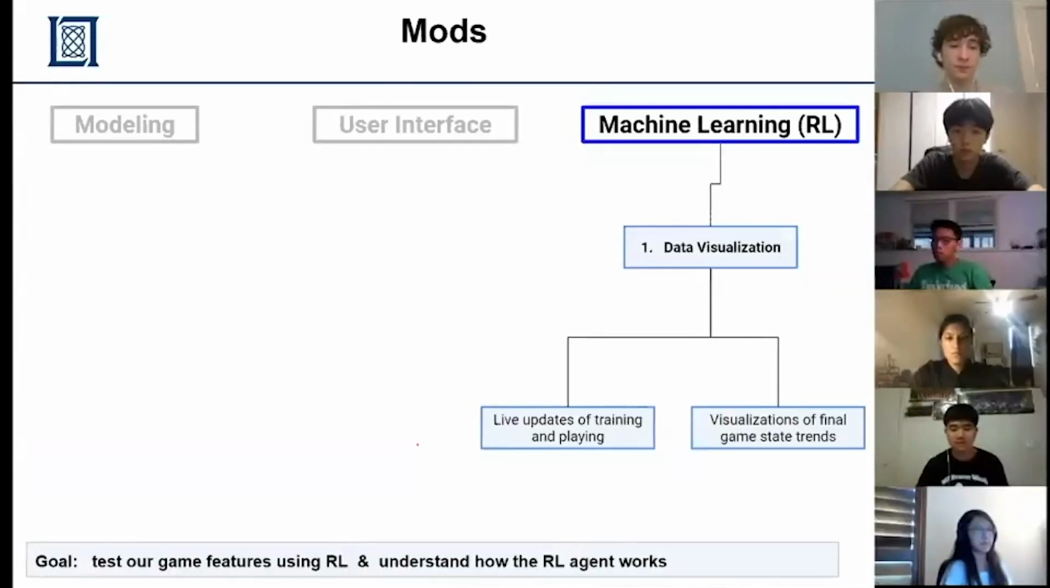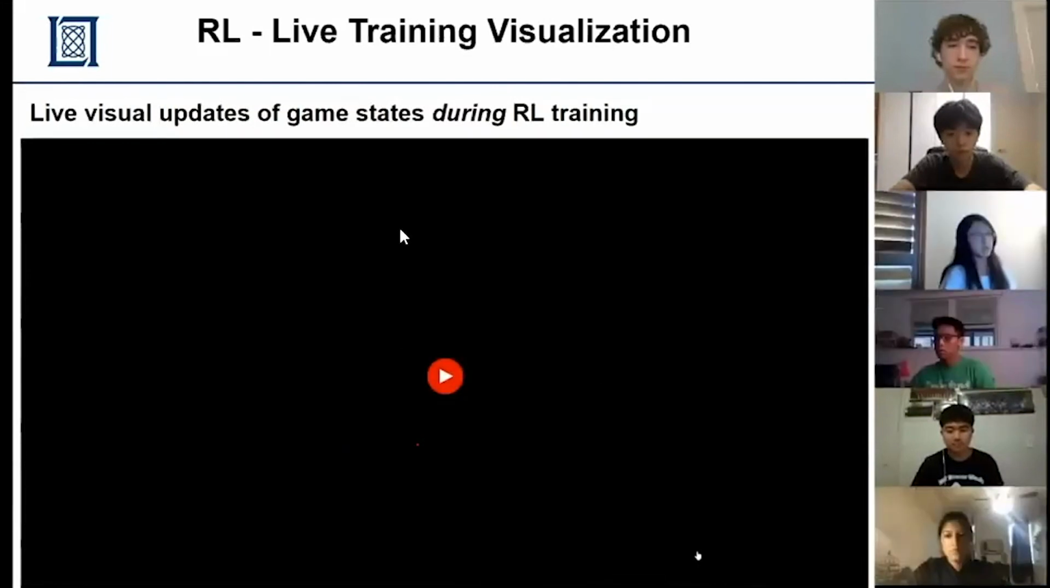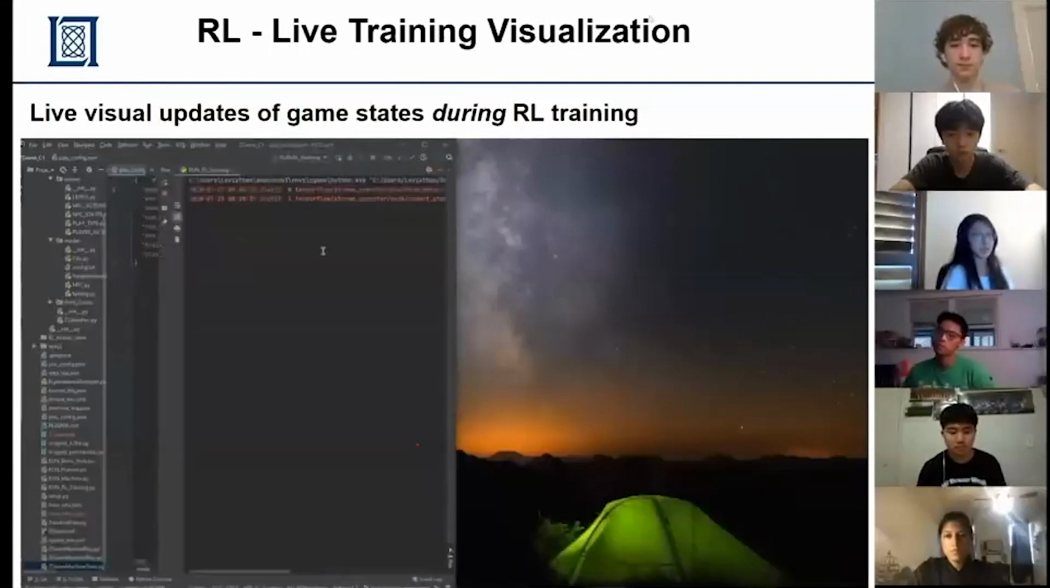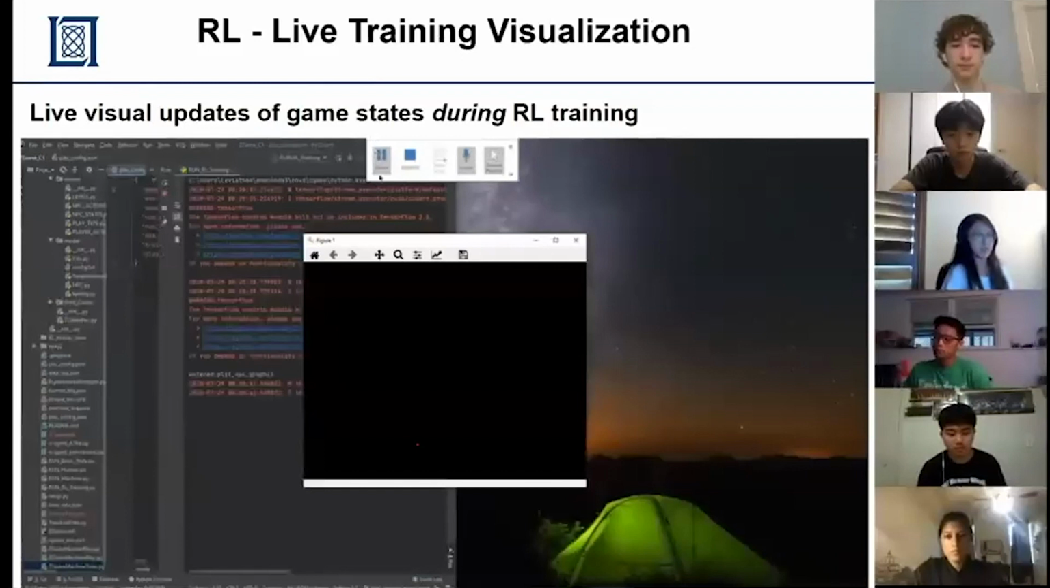To ensure that these mods had a positive effect on gameplay and modeled accurately, we developed a machine learning agent to learn how to play the game. Data visualization is the main feature here, since it helps us gain insight into how the player, whether it be a machine or a human, is interacting with the game. So we're going to play this video demonstration of a live visual update of the game states while the RL agent is training. So right now it's only set to train for 1,000 steps. This agent has no prior training.